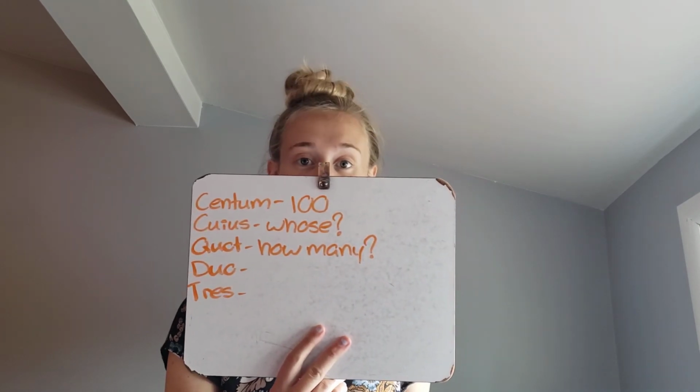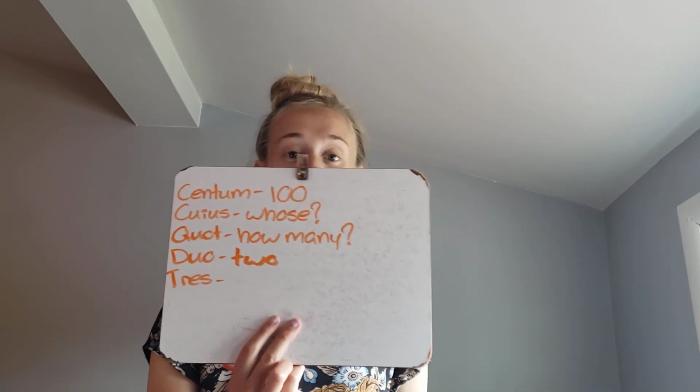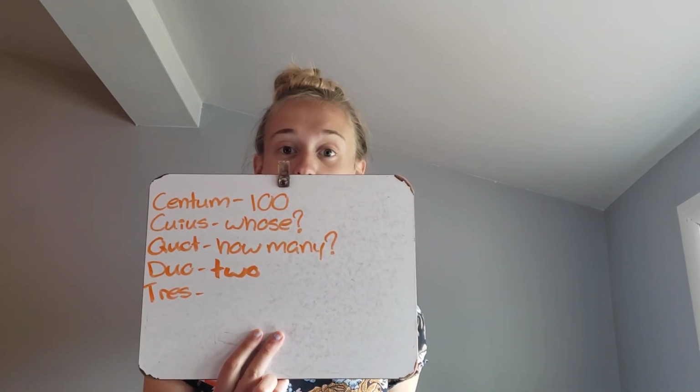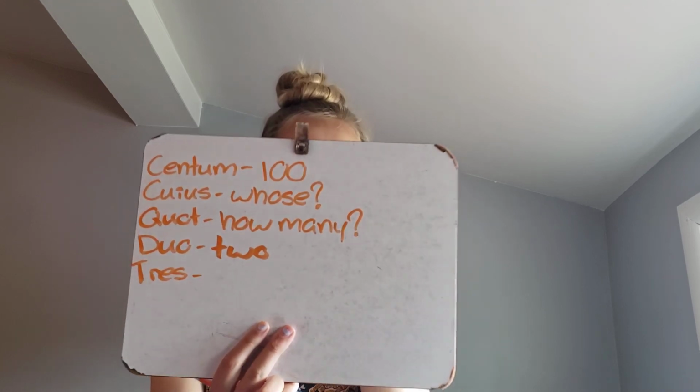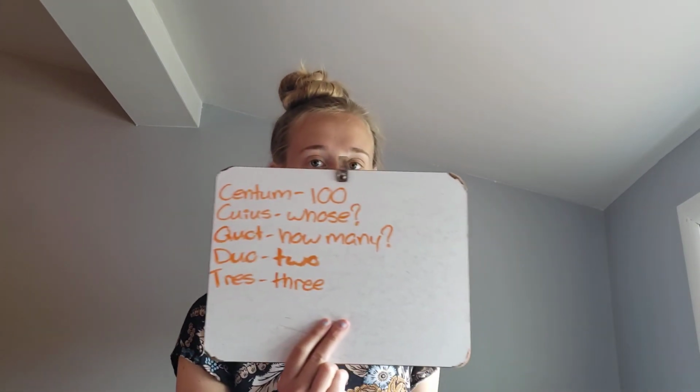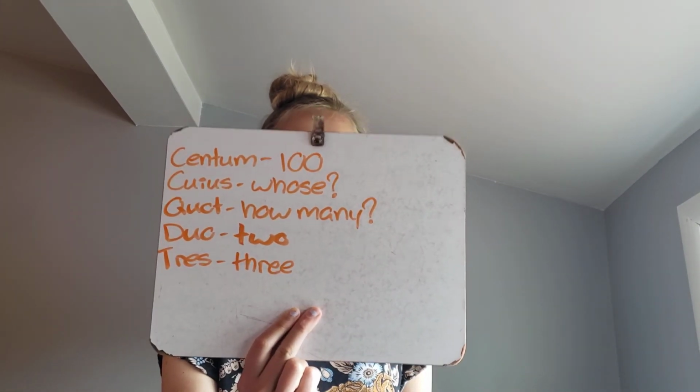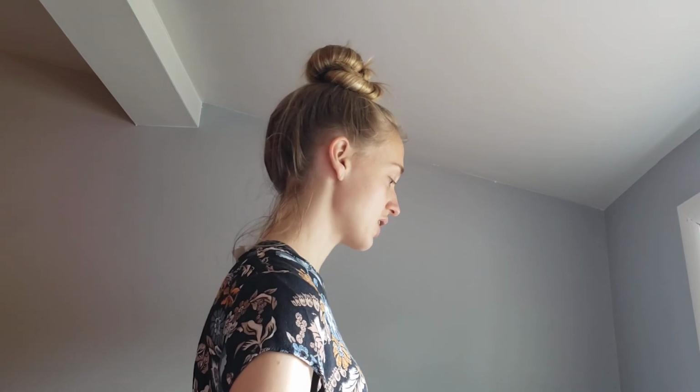Quot means how many. Then we have duo. What does duo mean? Duo means 2, right? A couple weeks ago we talked about duet, which is when 2 people perform together, because duo means 2. And last but not least, what about tres? Tres means 3. That's right. Great work.